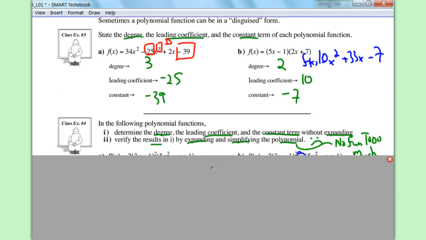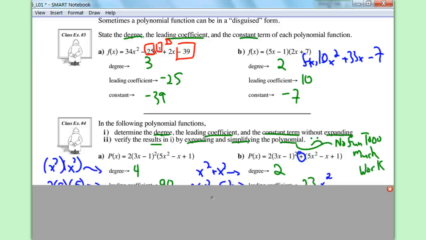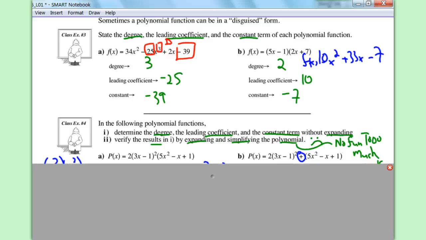So we're going to be working a lot. So we're building skills. Can you find out those characteristics of a polynomial without doing this work? And as you can see here, I don't want to expand it and simplify. It's no fun, too much work. Okay, so can you look and see what each of those are without expanding these all out?